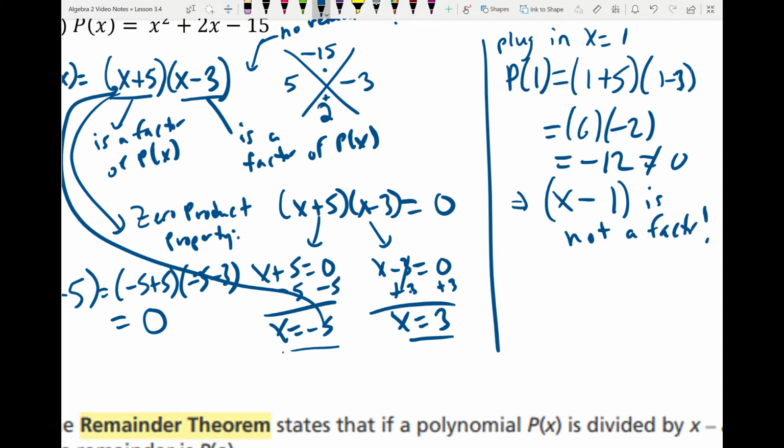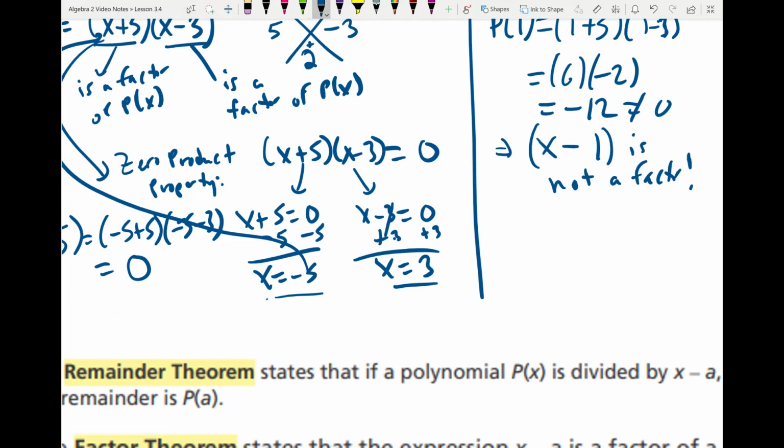How did I get x minus 1? Well, you use the number that you plugged in, and then you do the minus version of that, the opposite. So it's going to be x and then negative 1. If I plugged in negative 2, then my possible factor would be x plus 2. Let's do that one more time.